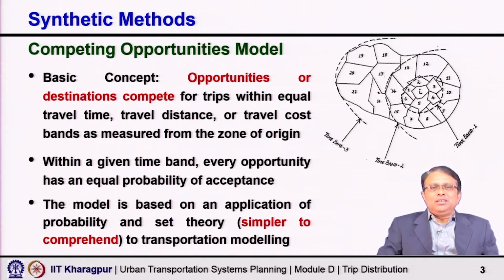You can think that we are talking about a ring or a band, based on the travel cost and travel distance. The opportunities or destinations with equal travel time or equal opportunities compete. So, within a given time band, every opportunity has equal probability of acceptance. The model is based on an application of probability and set theory, and is simpler to comprehend in transportation planning.